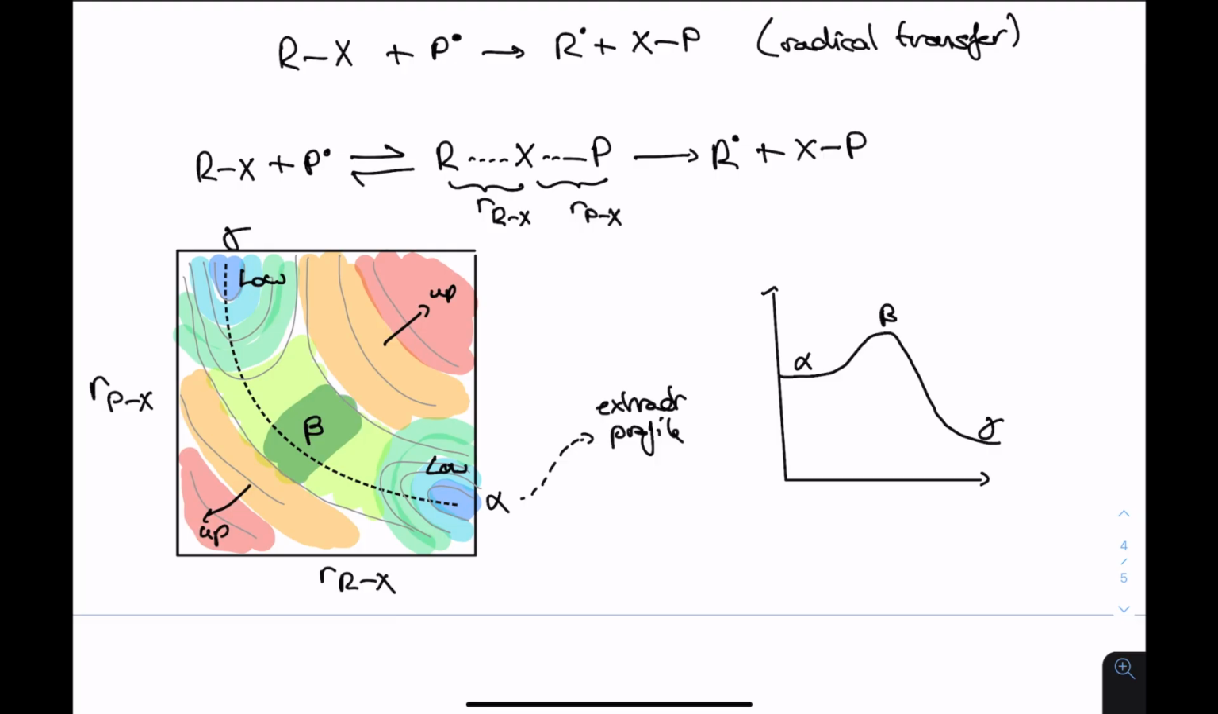Sorry, this is reversed, right? So we are first starting, of course, with this distance Rx, the shortest. All right, so we start with gamma, then transition state, alpha. Okay.